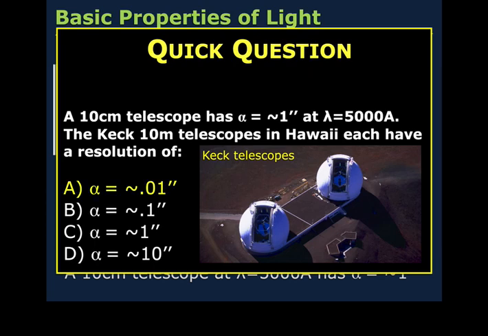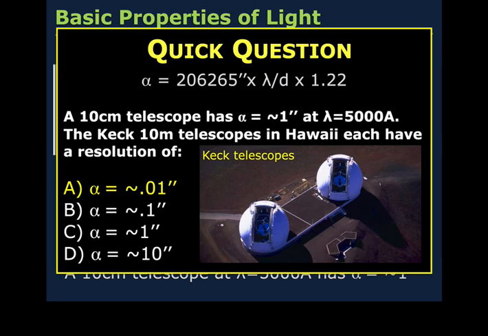So the answer here is A. The resolution of the Keck telescopes is 0.01 arc seconds. Because if you look at the relationship between the size of an aperture, the diameter of a telescope mirror, and its resolution, you can see that it's an inverse relationship. The 10 meter telescopes are 100 times bigger, so their resolution is 100 times better.